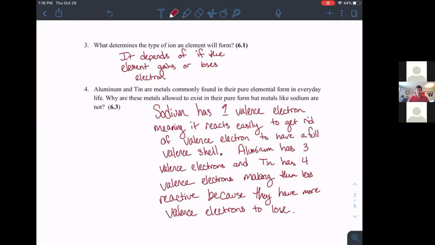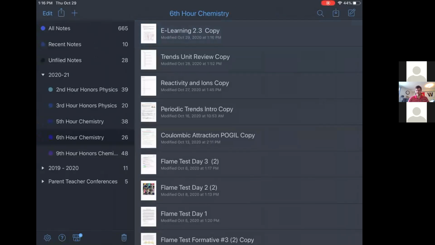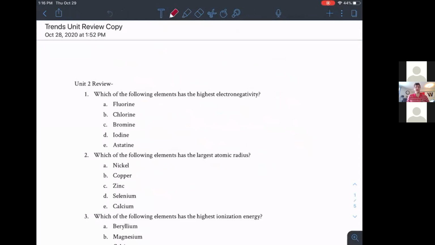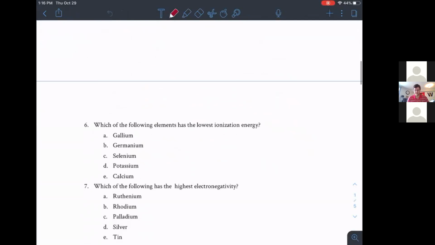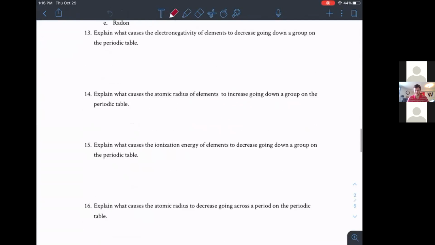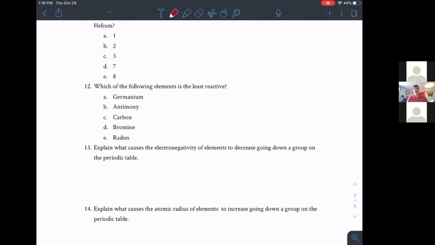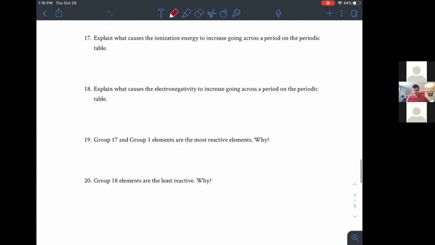All right, then what you guys are going to be doing for the rest of the day today is working on this review. You have, I believe it's 12 multiple choice questions identifying ionization energies or electronegativities, atomic radius, reactivity, Coulombic attraction, identifying which one has the largest or smallest of each of those trends. And then below, you have 7 questions about the explanation aspect of it, so explaining those trends and why they exist.